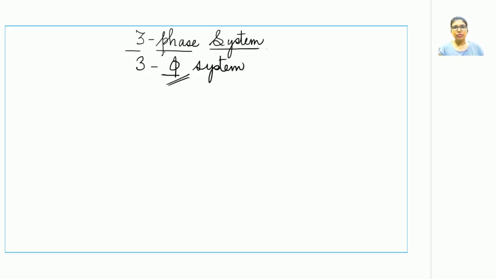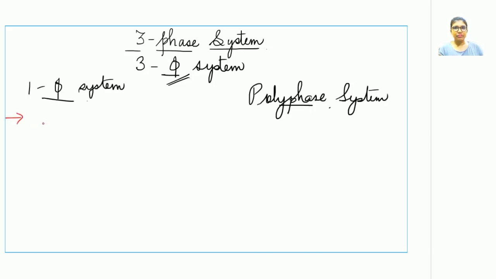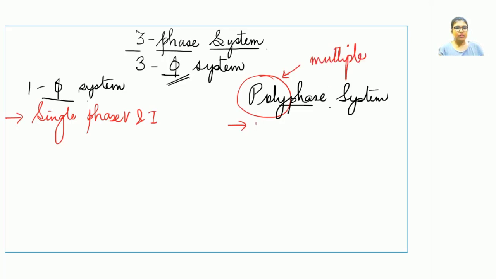So before we begin with three-phase system, one has to understand the difference between a single-phase system and a polyphase system. As we have studied in our previous lectures, a single-phase system has a single-phase voltage and a single-phase current. Now coming to the polyphase system, the word poly refers to multiple. So for a polyphase system, there shall be multiple phase voltages and multiple phase currents. Why is a single-phase system being called as a single phase?